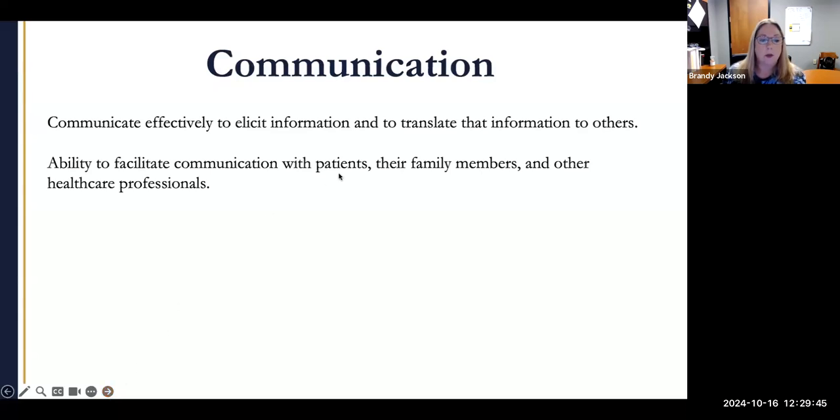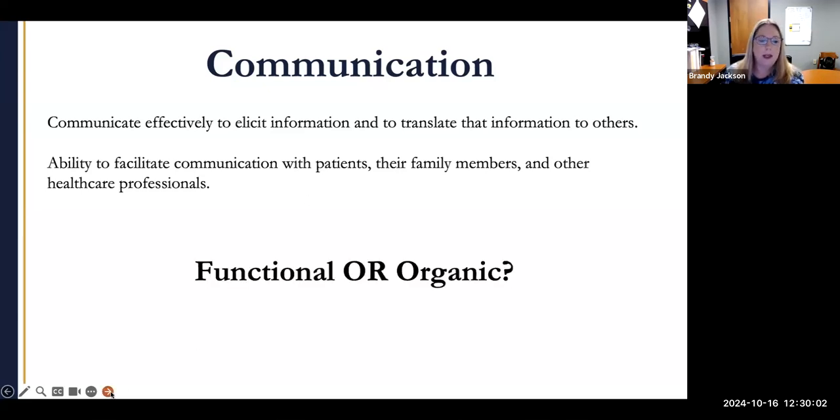This slide reads, communicate effectively and elicit information and to translate that information to others. Ability to facilitate communication with patients, their family members, and other healthcare professionals. So put in the chat if you think this is functional or organic. Remember, organic is bad in this case. Taking a peek, I'm watching. Okay.